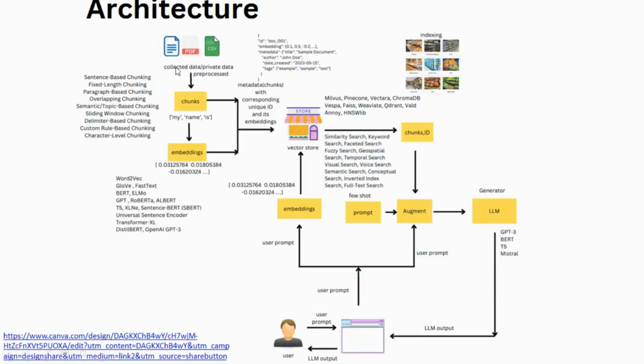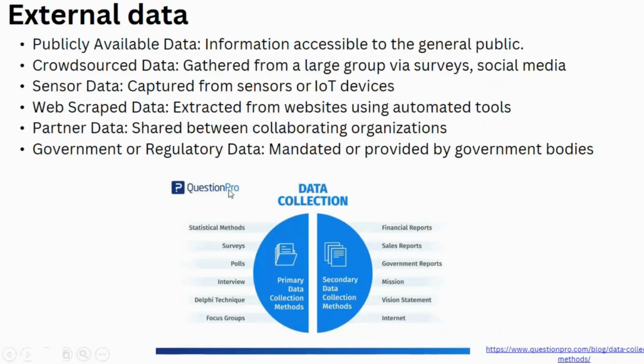Here, this is the external data, which can be of many types. There are primary data and secondary data. Primary data includes publicly available data and statistical methods, surveys, and polls, where we run polls on Facebook or Twitter or something like that. Secondary data are records which are already saved by organizations or governments.